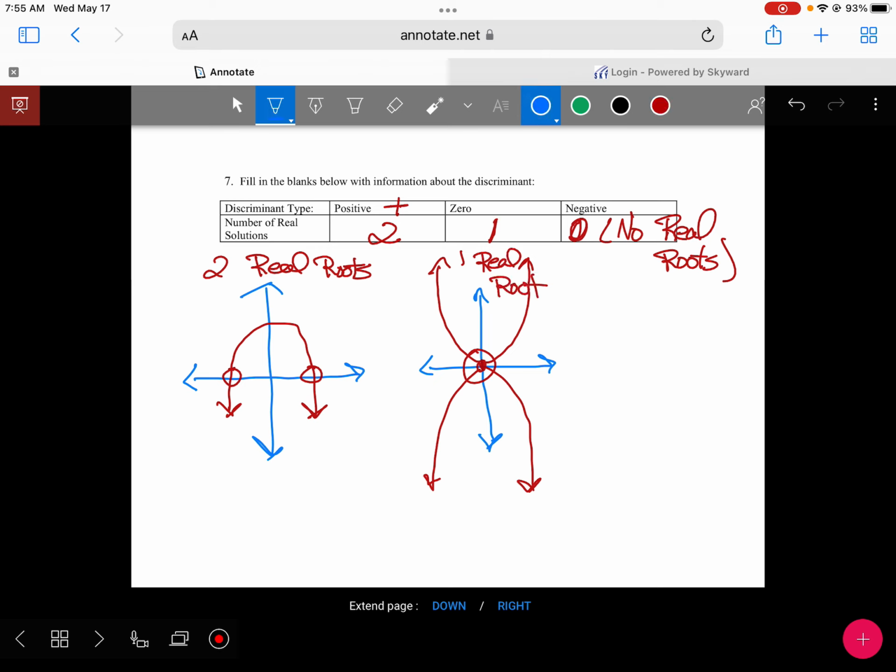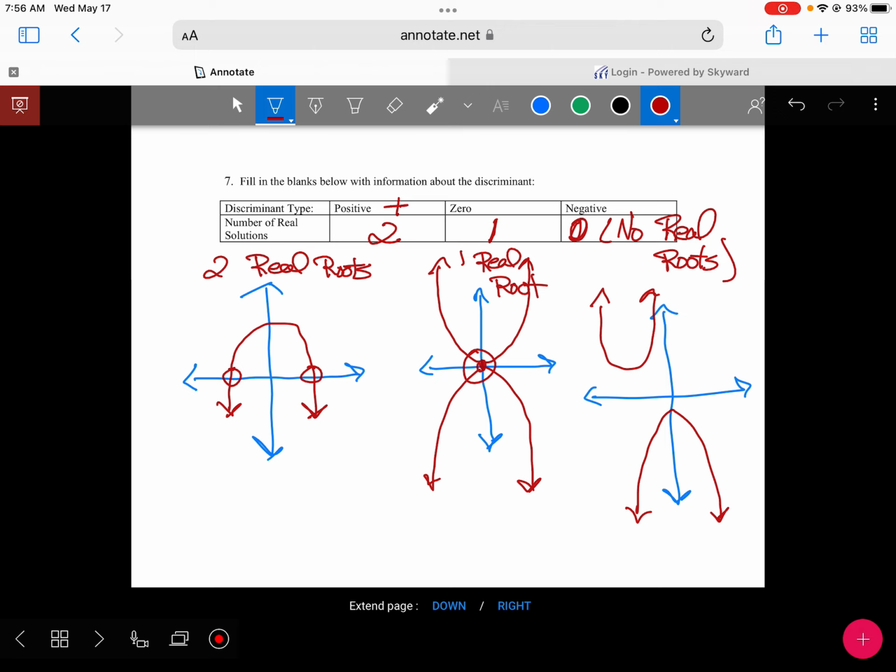And the last one, no real roots. What does that look like? Well, it's not going to cross the x-axis at all. But it's still going to look like a parabola. But it's not going to cross the x-axis. Yes? Yes, it can be on the y-axis. It can cross the y-axis, just not the x-axis. Okay? Any questions on that part of 7?